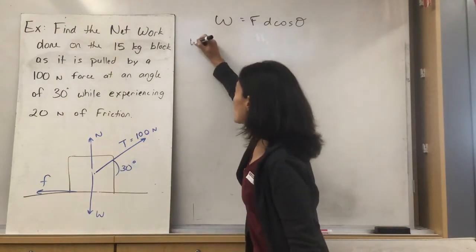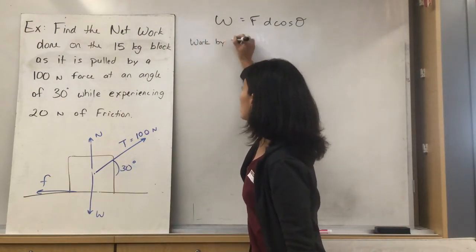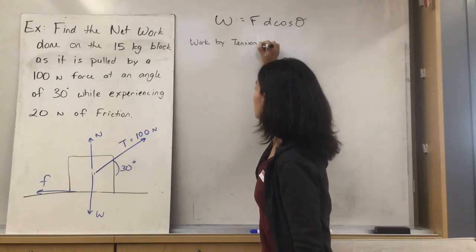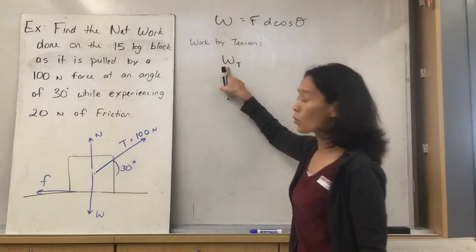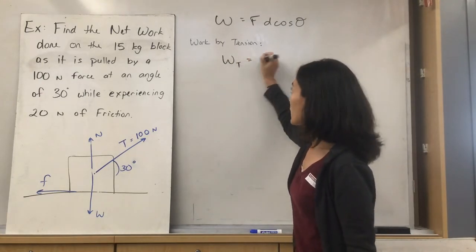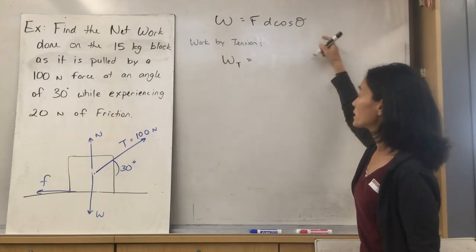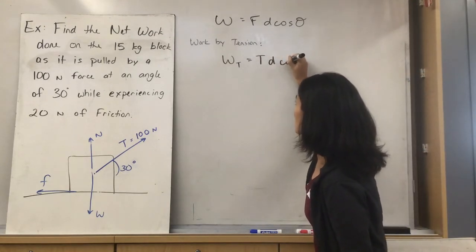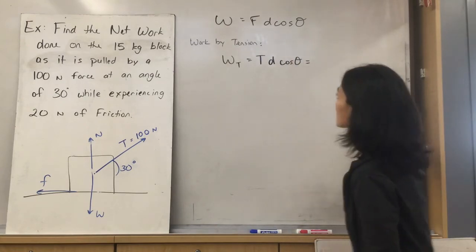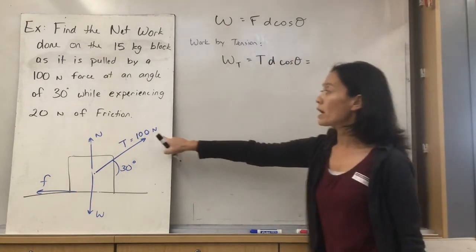So if we did work by tension, this would be W T, so I'm saying the work done by tension. And this is my equation, F d cosine theta. So this would be my tension force times the distance times the cosine of theta. Now, mathematically, my tension is 100.